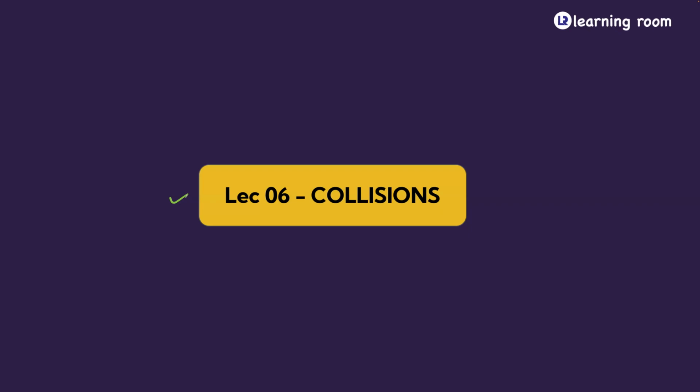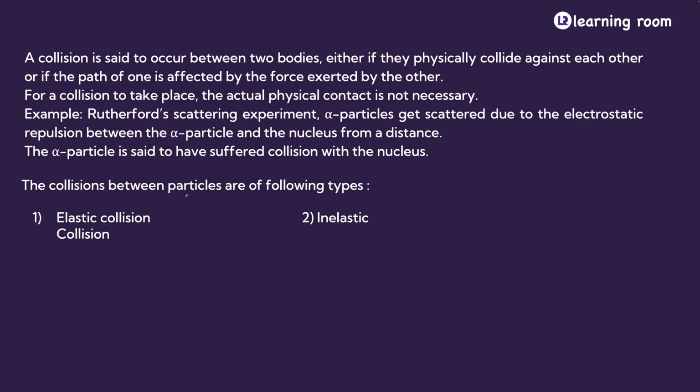So the main point that we are going to focus on in terms of collision is what is happening to the velocity, or what changes are taking place in the object's velocity before and after an instant called collision. Is it clear? That is where the definition comes from. A collision is said to occur between two bodies either if they physically collide with each other or if the path of one is affected by the force exerted by the other.